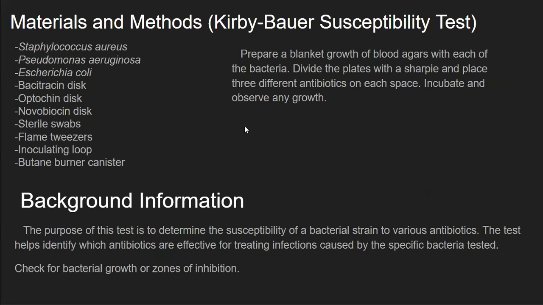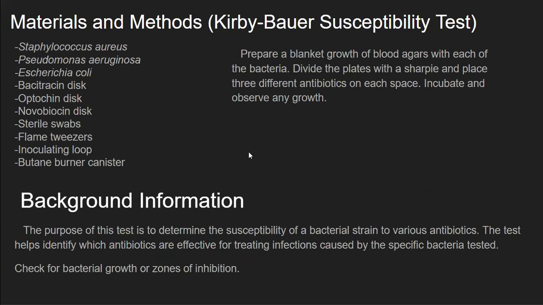The materials and methods for the Kirby-Bauer susceptibility test. These are the materials. Prepare a blanket growth of blood agars with each of the bacteria. Divide the plates with the Sharpie and place 3 different antibiotics on each space. Incubate and observe any growth.